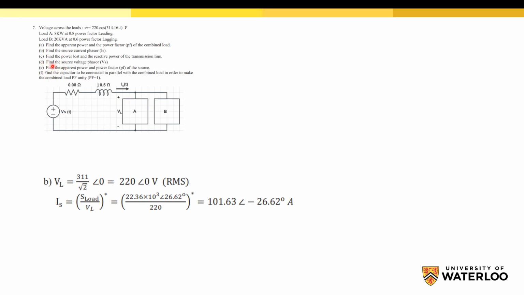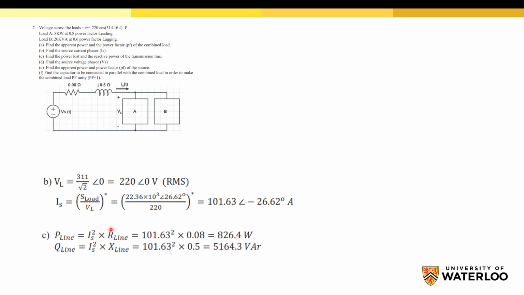Then in order to calculate the power loss in the transmission line, I squared times R is the active power loss. I squared times X is the reactive power loss. So I squared times R, the active, I squared times X, the reactive. Remember, this current is the magnitude, so the magnitude of this phasor.